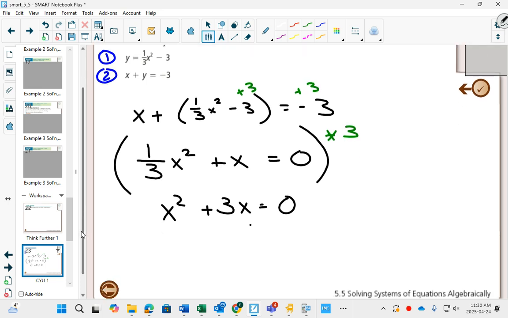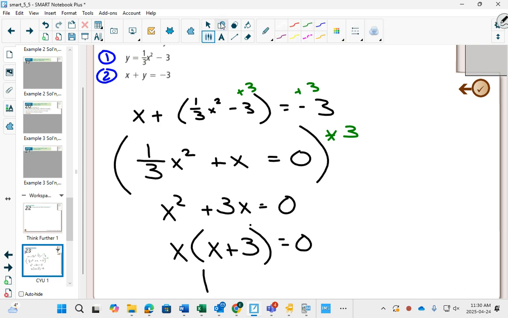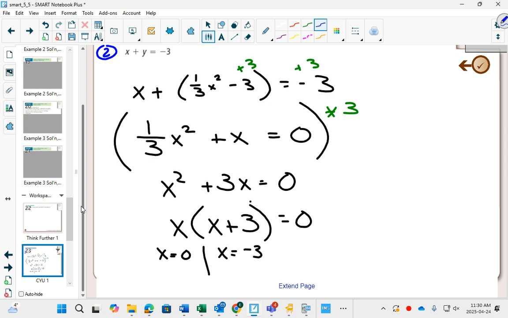Now how do we solve quadratic equations? You can complete the square, quadratic formula, factor. This one factors really easily because there's a common factor of x you can take out. And then I can split it here and either x is equal to 0 or x is equal to -3. And whichever ones I find, I still have to find y for both of these. Okay?